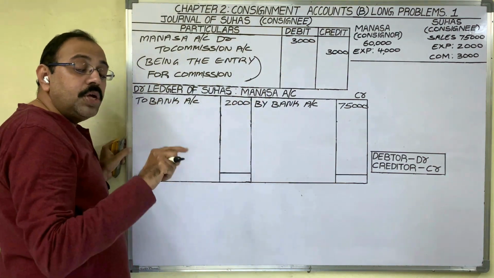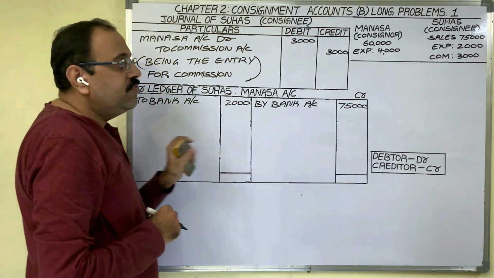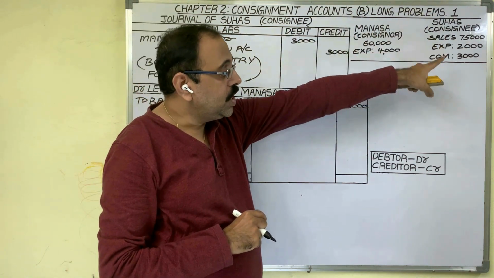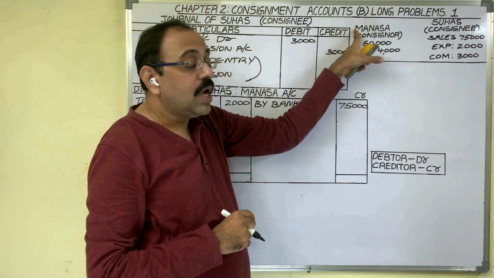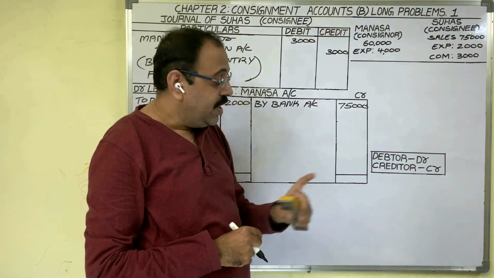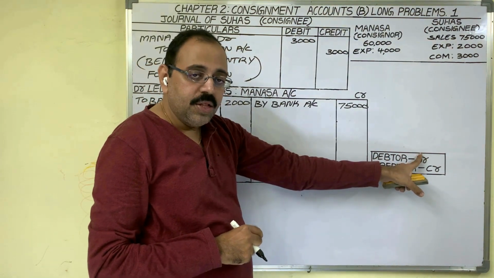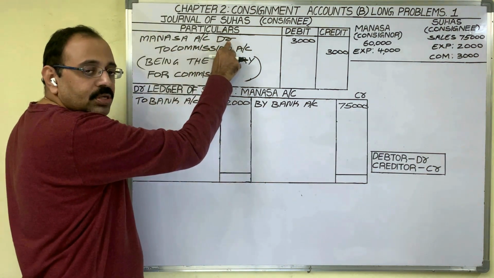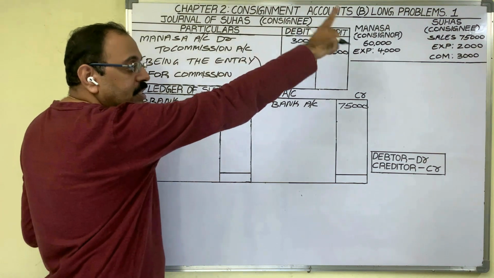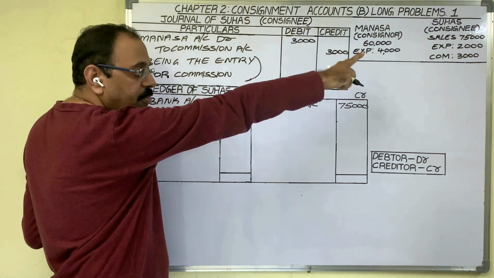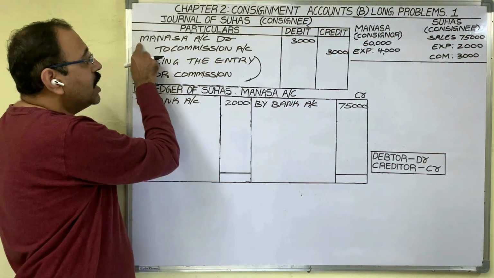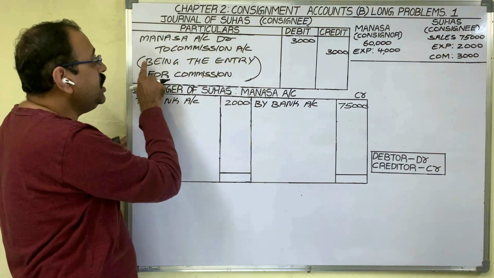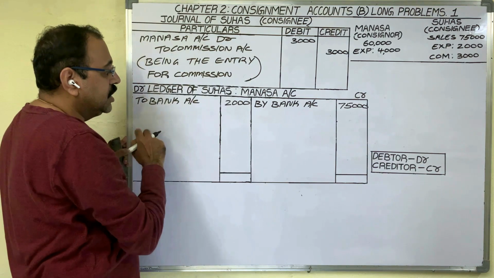And from whom he should get that commission? From Manasa. So for this commission amount 3,000 also, Manasa is becoming a debtor. Debtor means we should debit. Therefore, we should debit Manasa account. So remember, in consignee books, for his commission entry is consignor account debtor to commission account. Narration being the entry for commission.